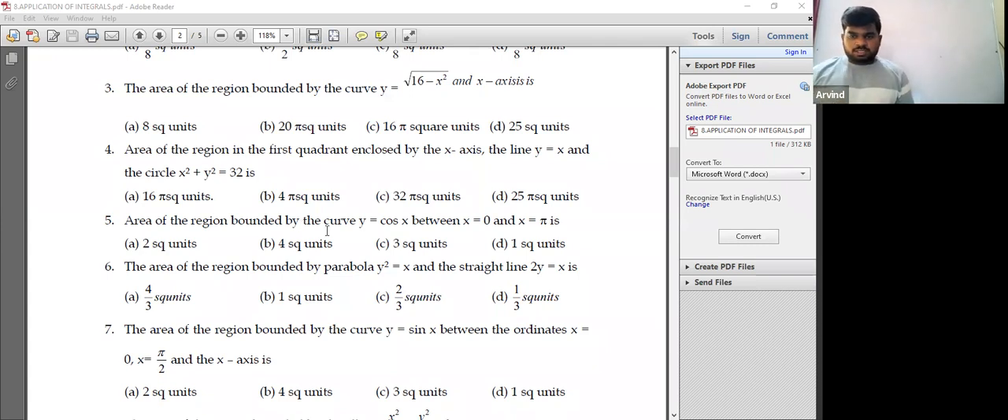Y is equal to cos x, integrate between 0 to pi. Cos x you integrated, you get sin x. So you apply the upper limit and lower limit, you get the answer. Area of the region bounded by the curve y is equal to cos x between x is equal to 0 to pi. So the limit is 0 to pi, integrate cos x.